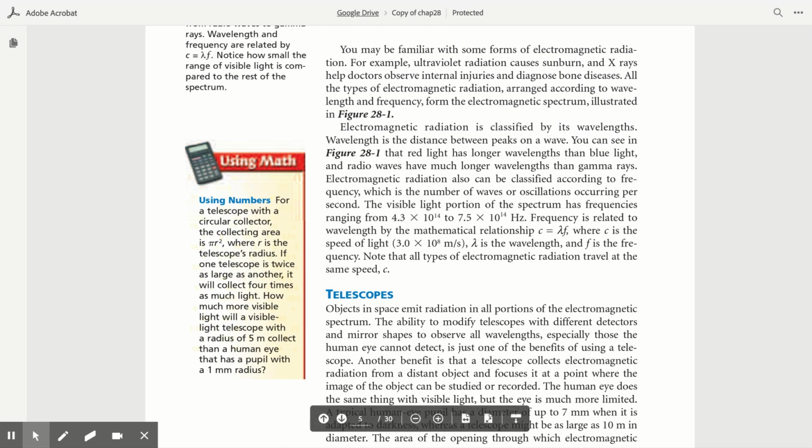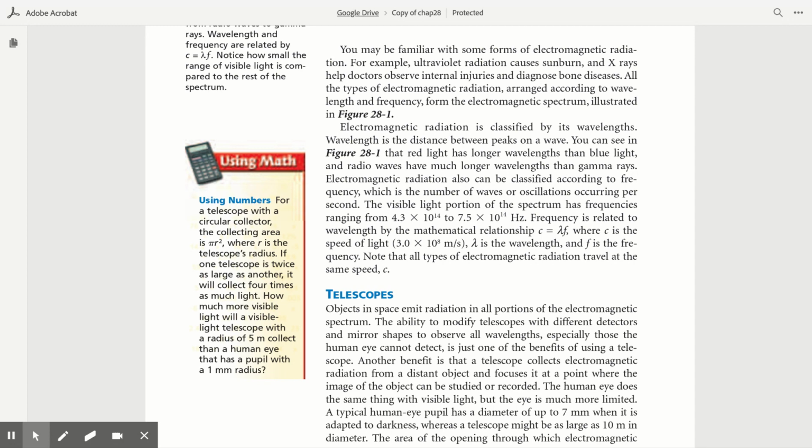You may be familiar with some forms of electromagnetic radiation. For example, ultraviolet radiation causes sunburn, and X-rays help doctors observe internal injuries and diagnose bone diseases. All the types of electromagnetic radiation arranged according to wavelength and frequency form the electromagnetic spectrum, illustrated in Figure 28.1.